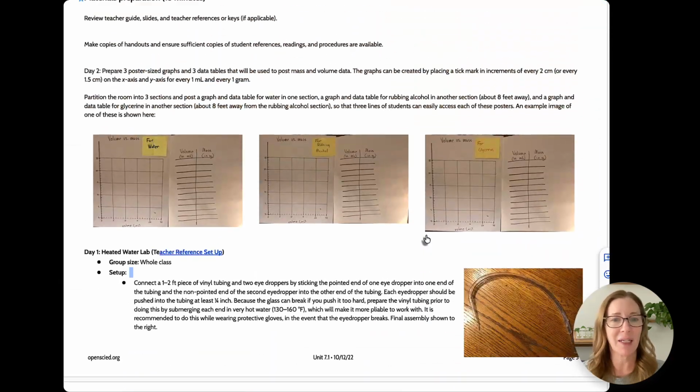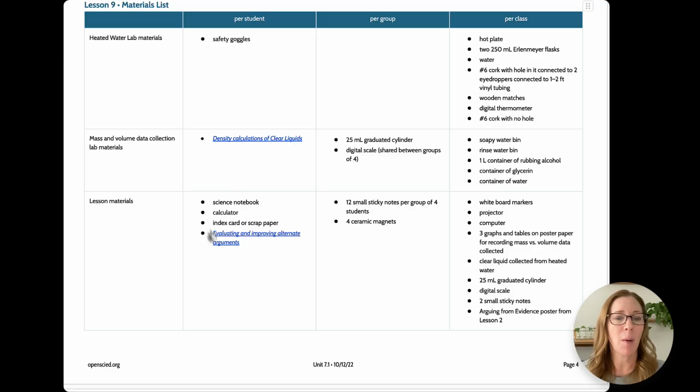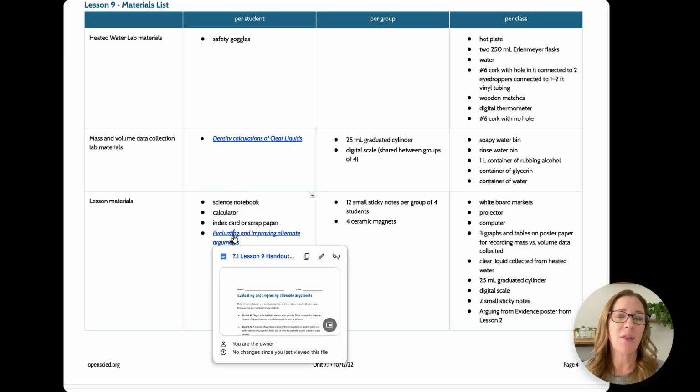Okay, speaking of the handout, let's go up to the top. This is the handout where they're going to evaluate some arguments, and then they're going to list the evidence and reasoning that supports the claim. The claim is given to them, and then they're going to write their own paragraph style explanation argument on a separate piece of paper. So this is the handout. Every student will need a copy.